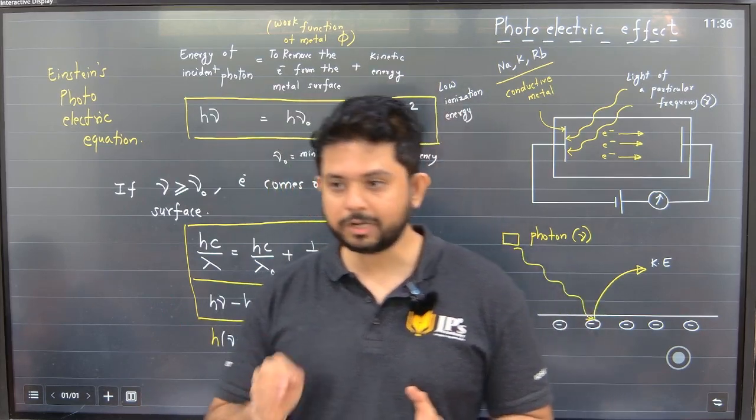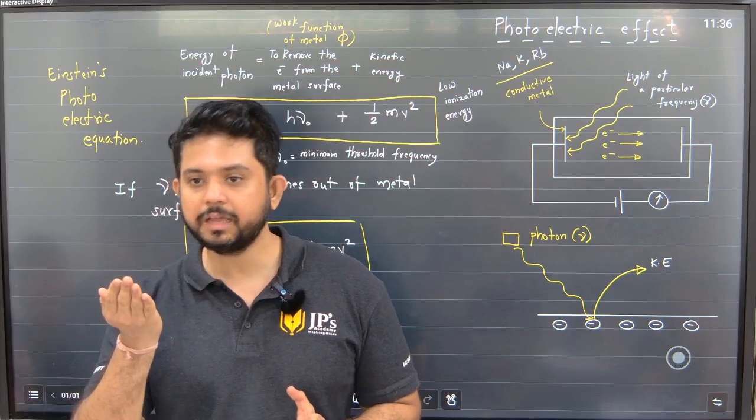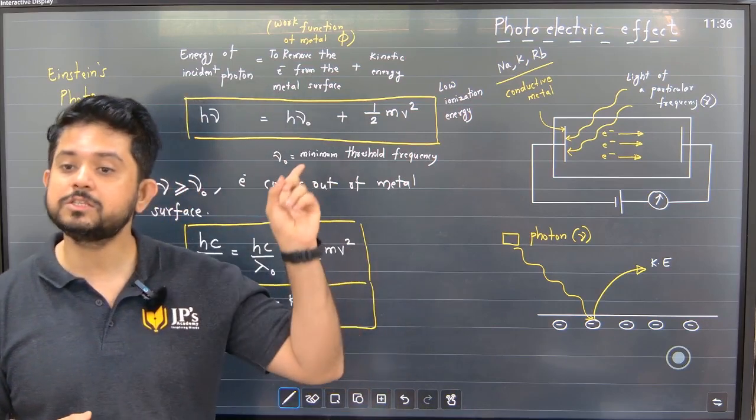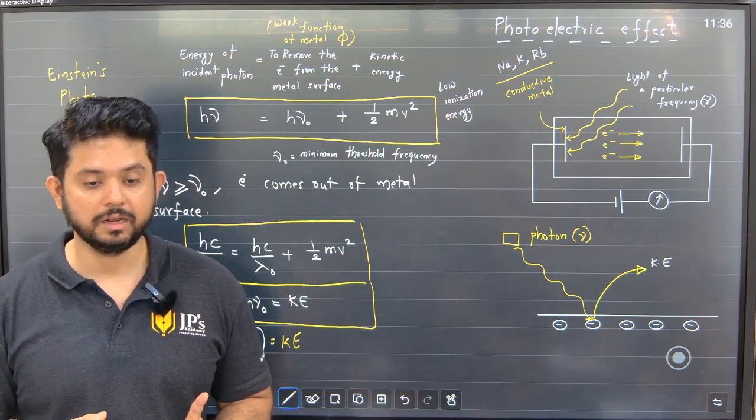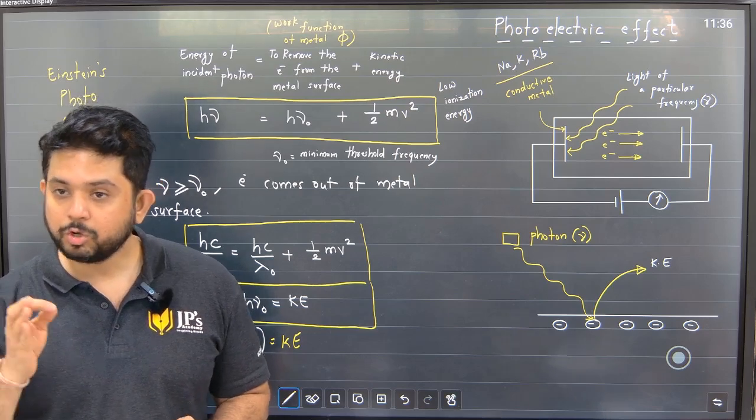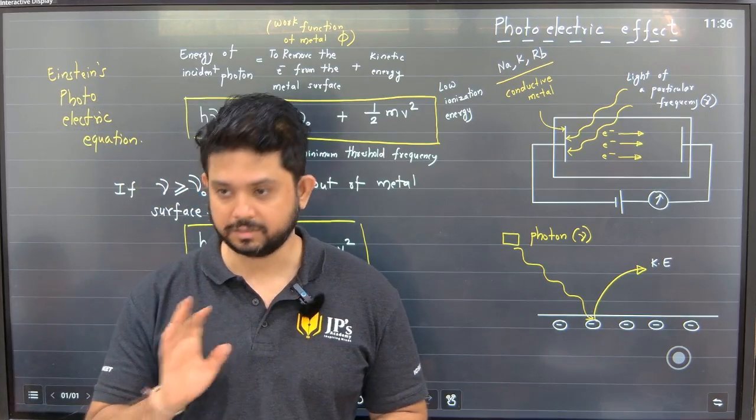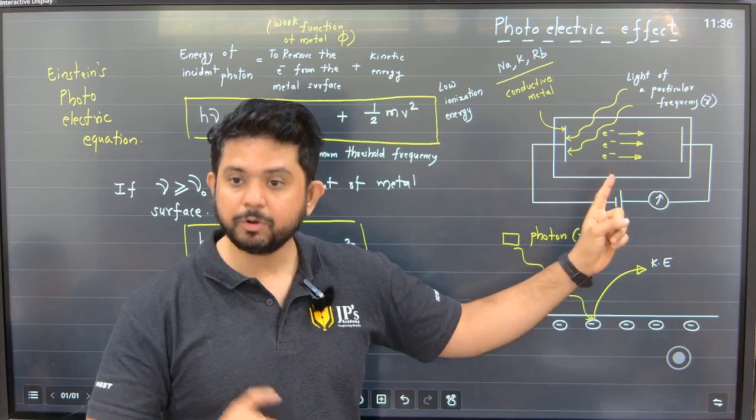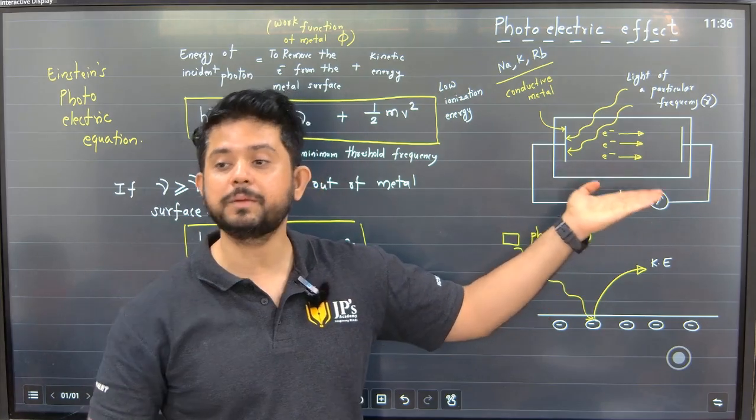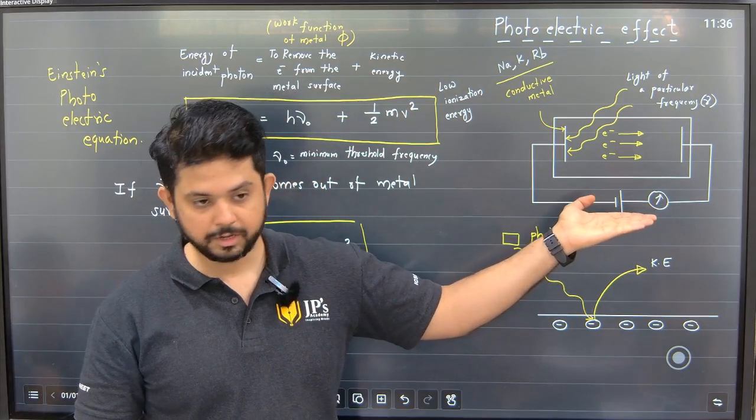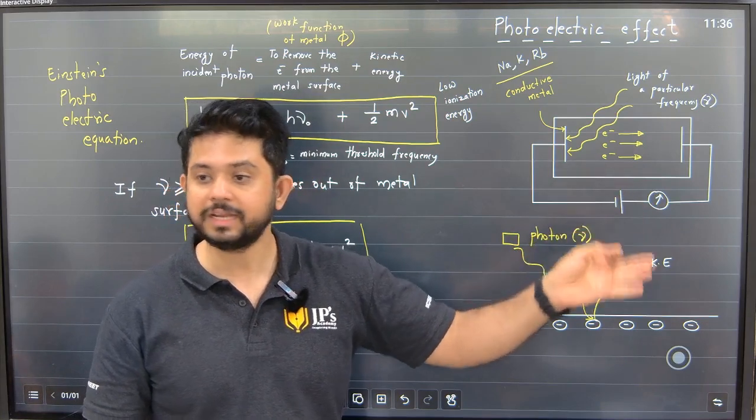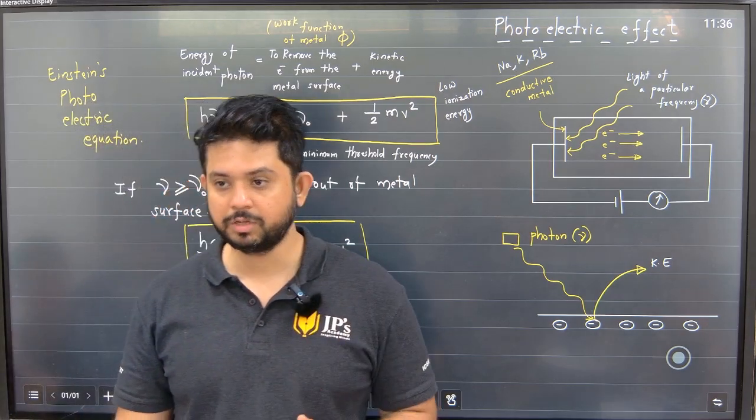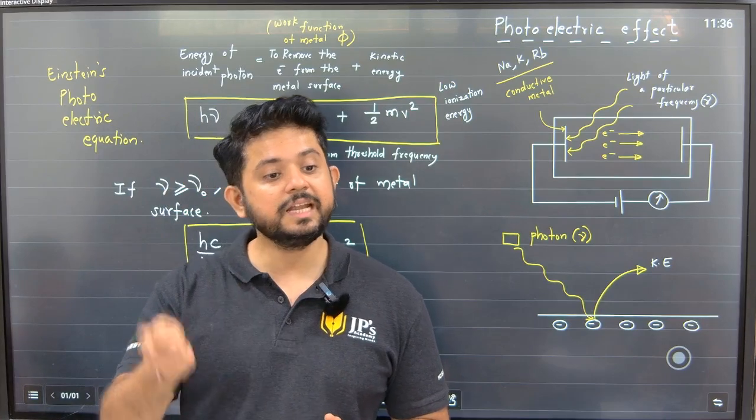If you want to increase the kinetic energy of the electrons, what will you increase? You will increase the frequency of the incident light. If you want to increase the number of electrons coming out, if you want to increase what is called the photoelectric current, in short, you will increase the intensity of light.